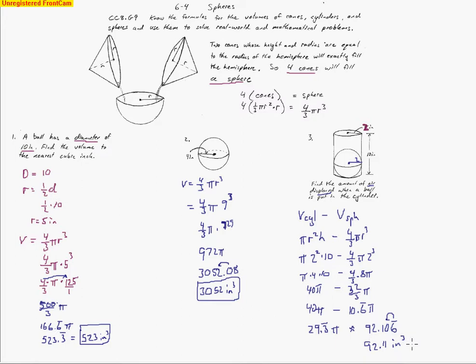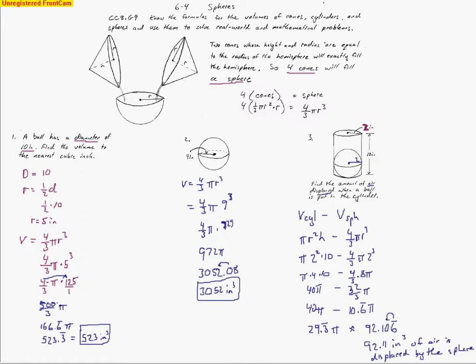We'll say of air, so let's go ahead and fix that real quick. And so 92 and 11/100 cubic inches of air is displaced by the sphere.